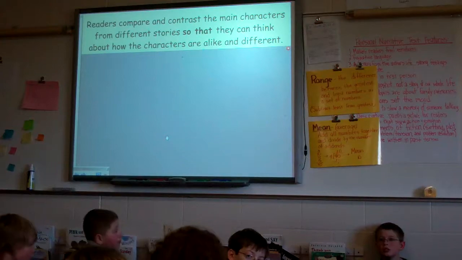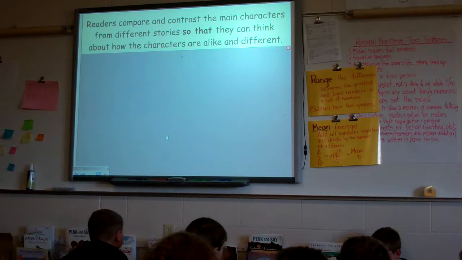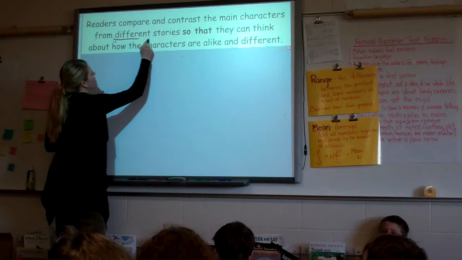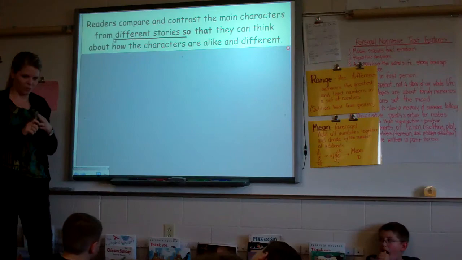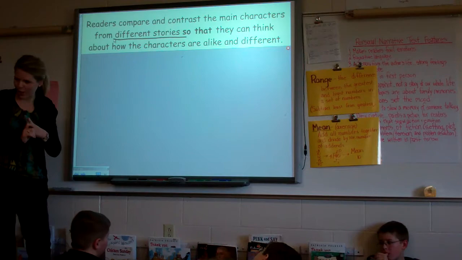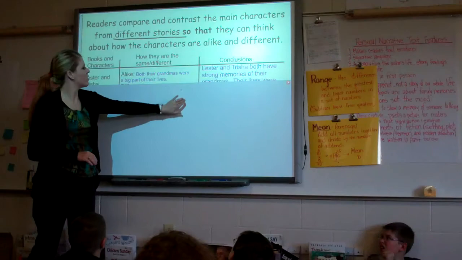Okay, so today we're talking about how readers compare and contrast main characters from different stories so that they can think about how the characters are alike and different. Yesterday we talked and compared characters in the same stories. Do you remember that? We compared Babushka with Mr. Falker. And so today we're going to compare characters from different stories.